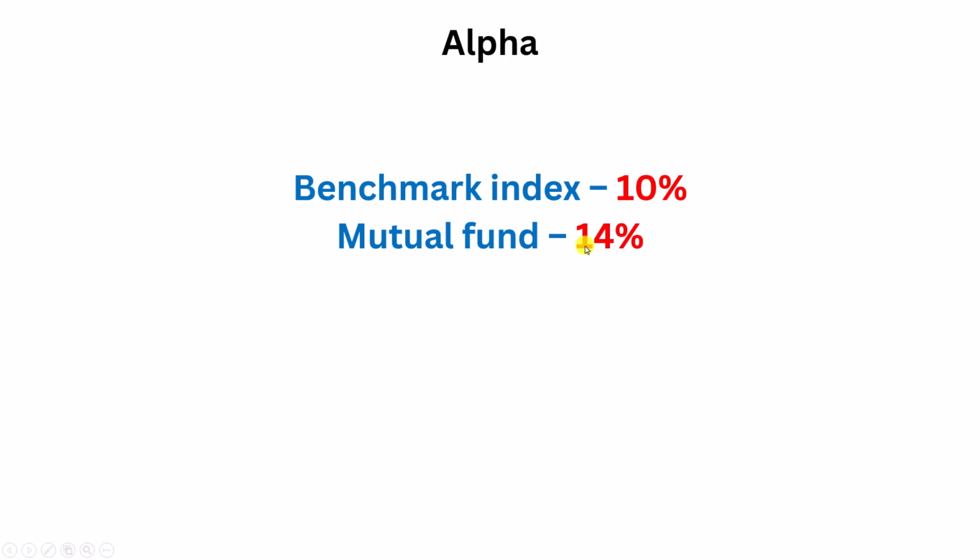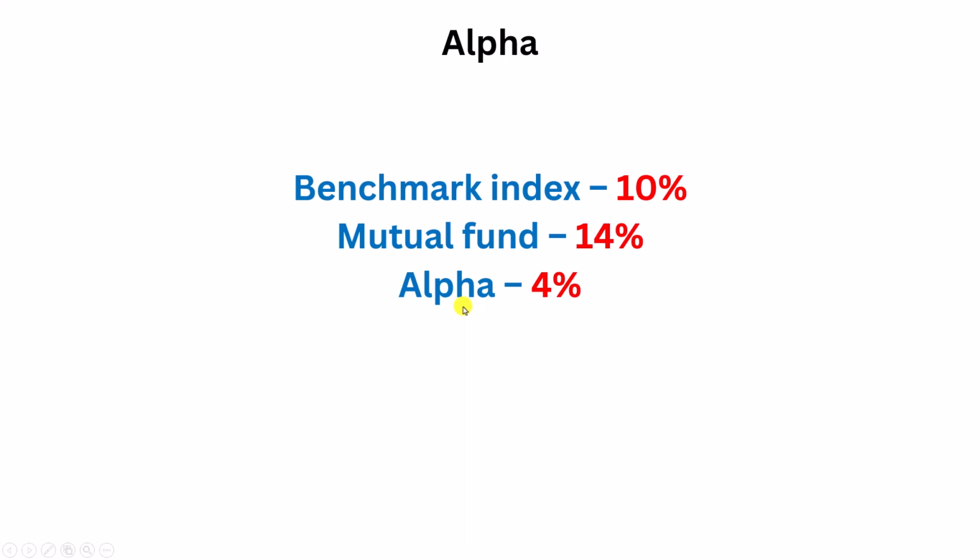Now, this mutual fund is giving 4% more returns than the benchmark index, correct? And so, the alpha of this mutual fund will be 4%. It is this minus this. How much more returns is the fund giving? That is what the alpha tells us.